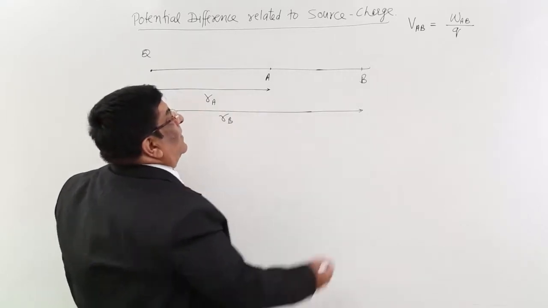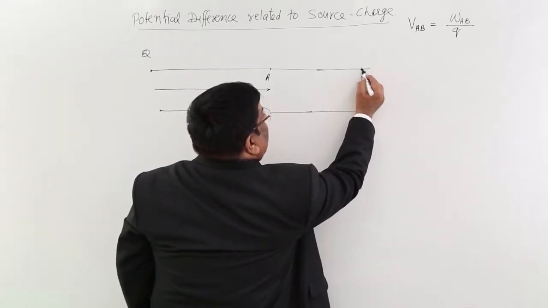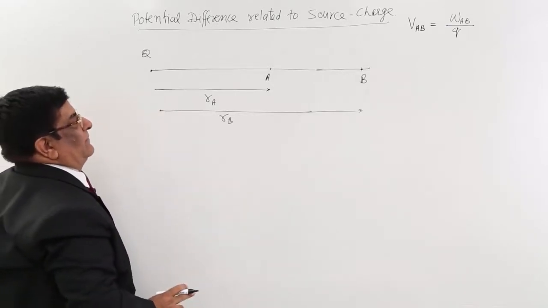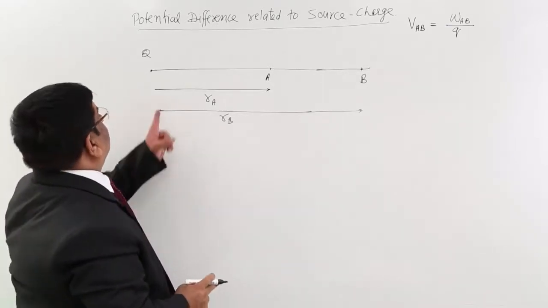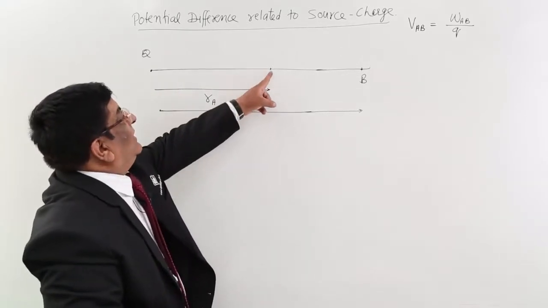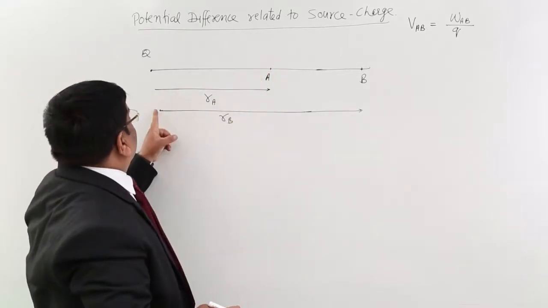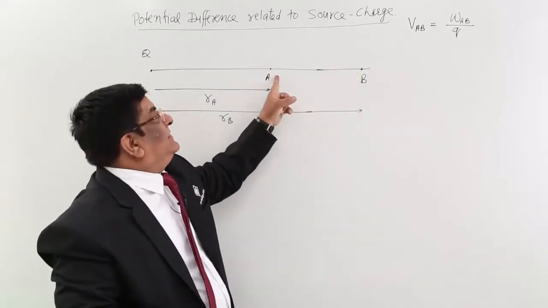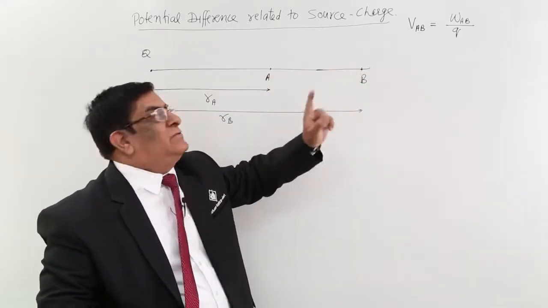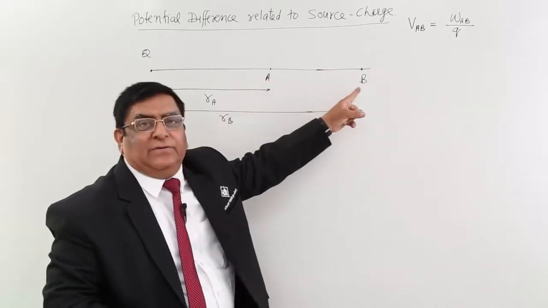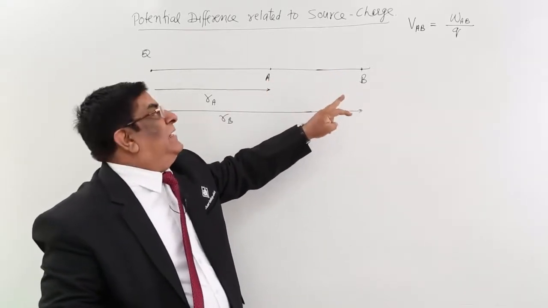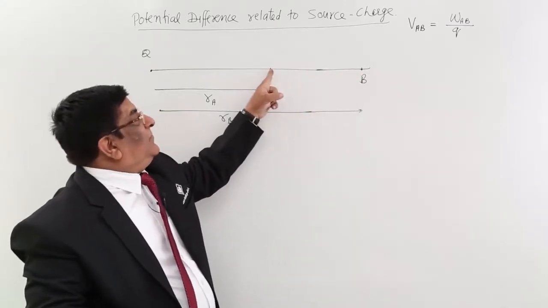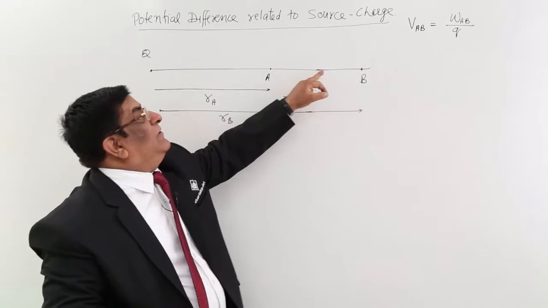Now, I place one charge Q here and it experiences a force. Where R is small, the electric field will be stronger. Where R is large, the electric field will be weaker. There is a change in electric field. Since a uniform electric field is not there, I cannot multiply force with the distance, because distance is there of course, but force everywhere will change.